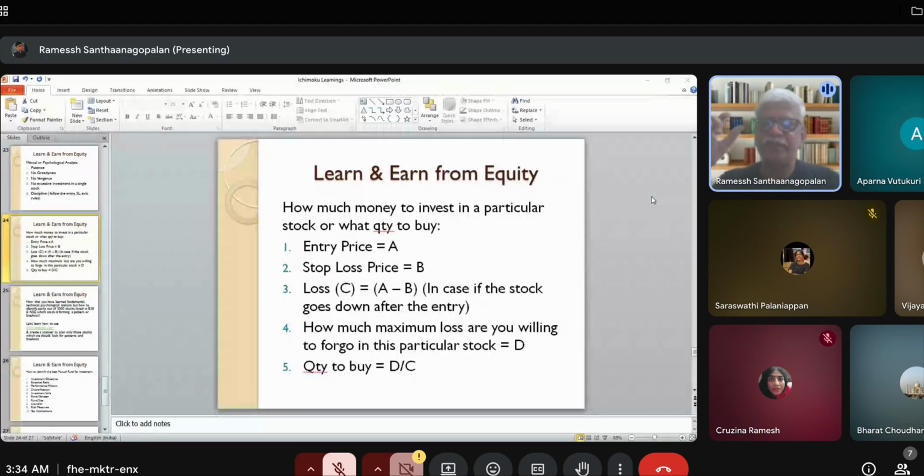So when you know the entry price and your stop loss, because you know how to calculate the stop loss now, A minus B, entry price minus stop loss, is the loss you are going to make. Keep it as C. The maximum you can afford to lose is D. So D divided by C is the quantity you should buy. You can definitely take a screenshot and keep it with you.